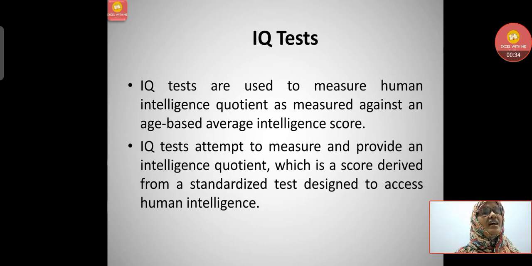In the previous class, we have understood how these intelligence tests have been developed by different psychologists. Now let's understand about IQ tests, that is intelligent quotient tests. IQ tests are used to measure human intelligence quotient as measured against an age-based average intelligence score. IQ tests attempt to measure and provide an intelligent quotient, which is a score derived from a standardized test designed to assess human intelligence.